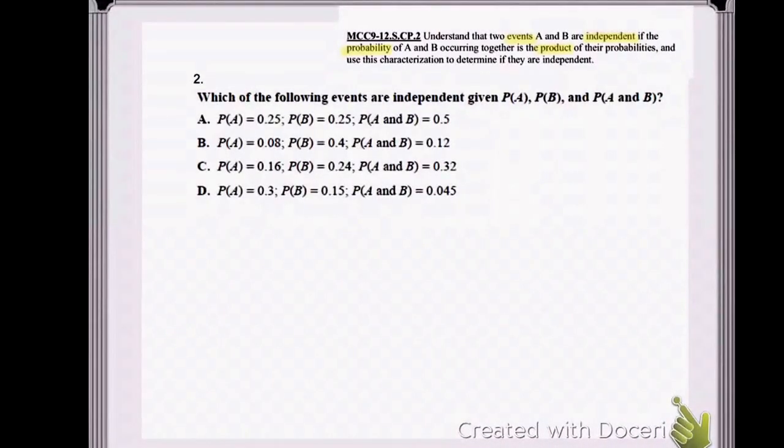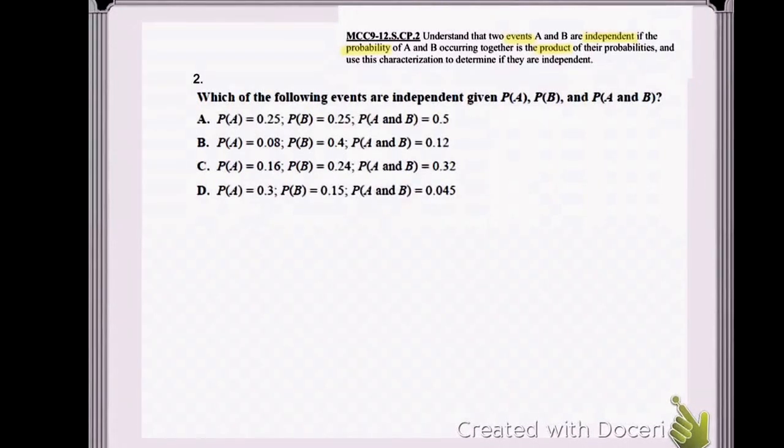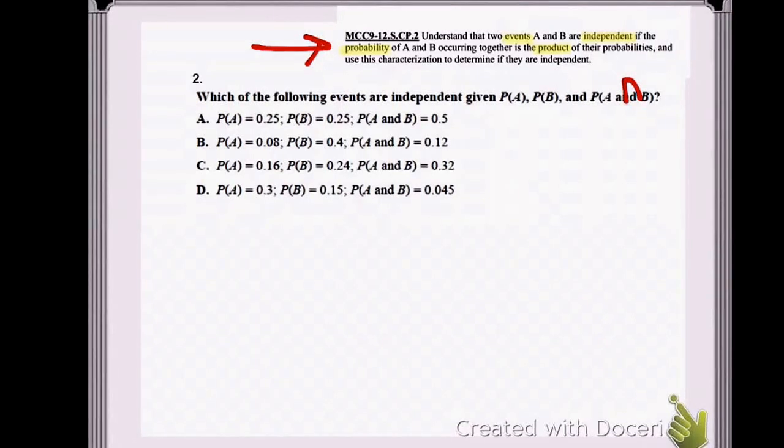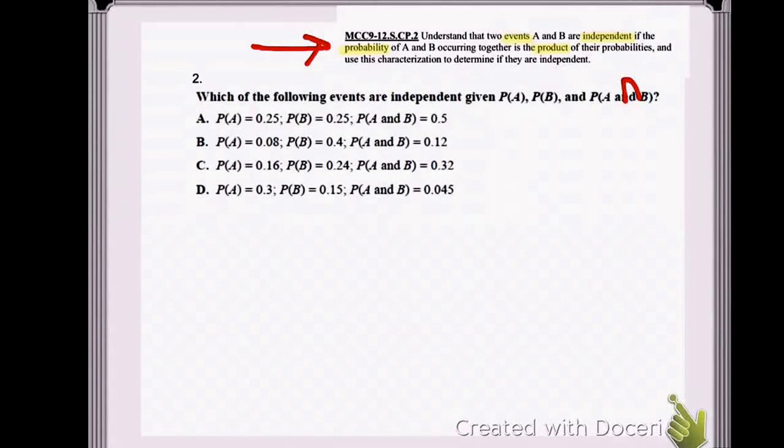Number 2, which of the following events are independent given the probability of A, the probability of B, and the probability of A and B, which is the intersection? Remember, our standard says, understand that two events A and B are independent if the probability of A and B occurring together is the product of their probabilities. So if I work these out, let's look at answer choice A.